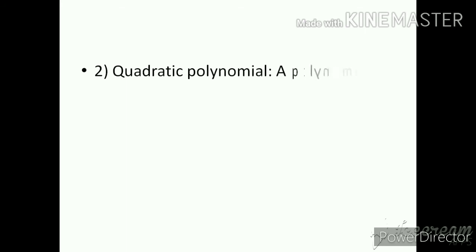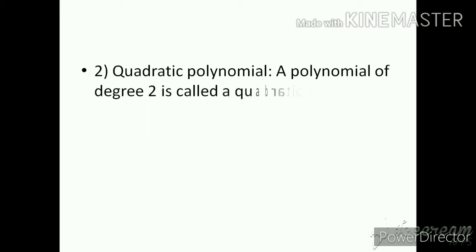Now, second one, quadratic polynomial. A polynomial of degree 2 is called a quadratic polynomial. Here children, the variable's degree is 2, it's known as quadratic polynomial. Example, 4x square plus 3. Here the degree of the x is 2, so it's known as quadratic polynomial.